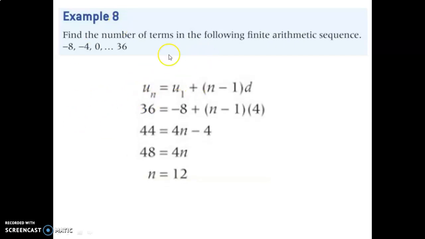Okay, so here's the general rule. We're going to put in what we know. We know the term, the mystery term in the future we're looking for, u sub n, is 36. We don't know the n value. We don't know what term number that is. We do know u1 is -8. We do know the d value is 4. Again, solve for n, and you get this. So what that tells us is this is the 12th term.